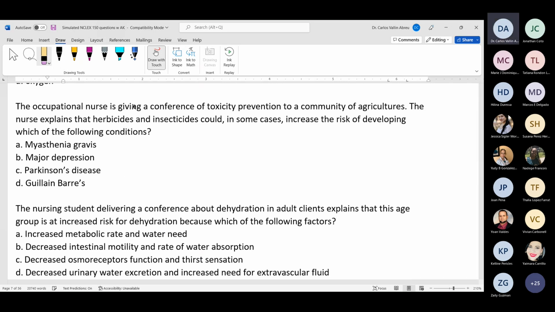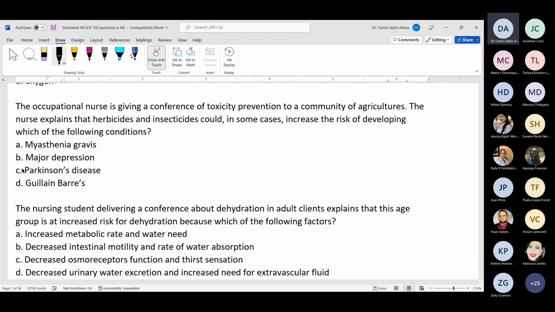The occupational nurse is giving a conference on toxicity prevention to a community of agriculturists. The nurse explains that herbicides and insecticides could, in some cases, increase the risk of developing which of the following conditions: myasthenia gravis, major depression, Parkinson's disease, Guillain-Barré? What do you know about that?